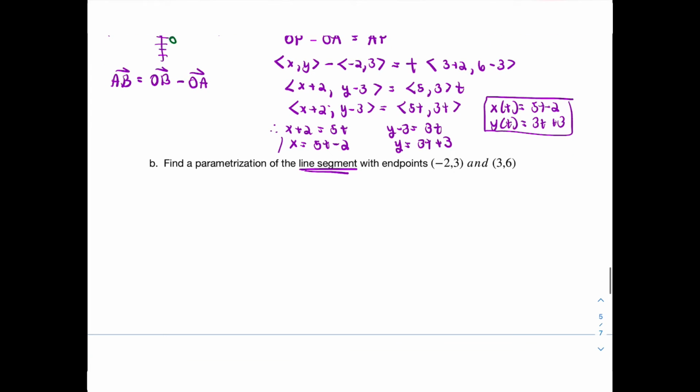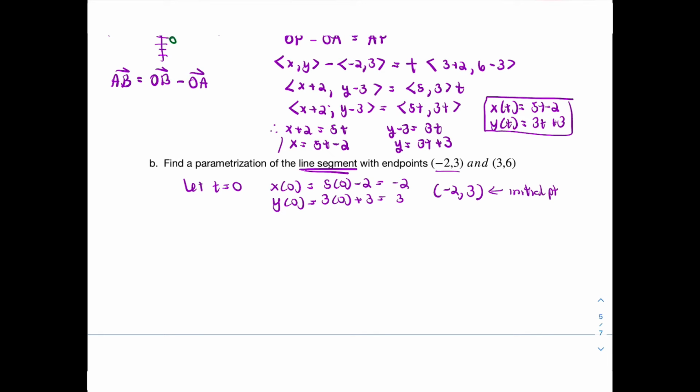And so basically to do that, I'm just going to try some. So let's let t equal 0 and try that. So if t equals 0, x of 0 would be 5 times 0 minus 2, which gives me a negative 2. Oh, that's working out so far. And then y of 0 gives me 3 times 0 plus 3, which is 3. So that gives me my initial point. So that's my first t value at 0.